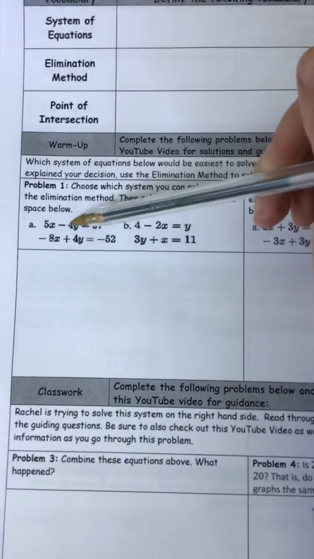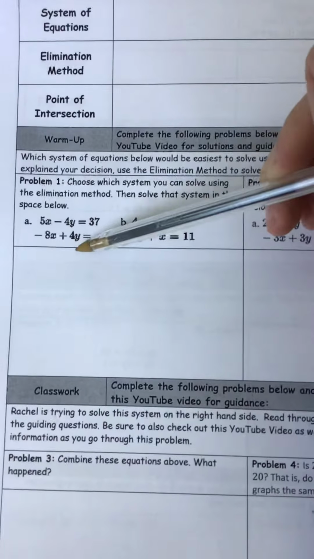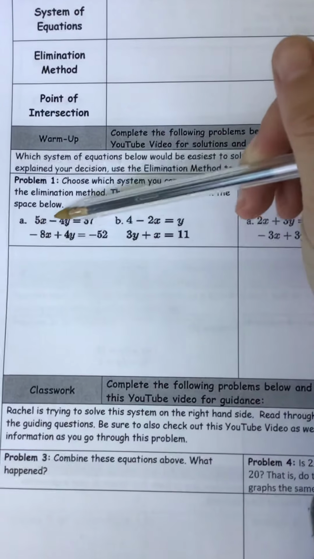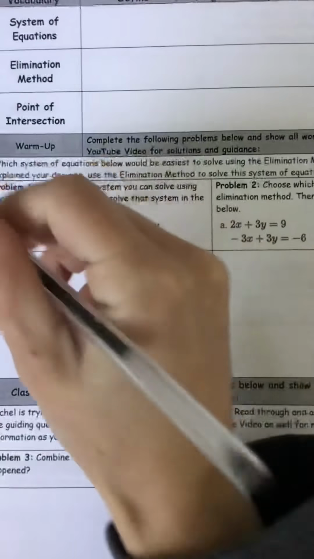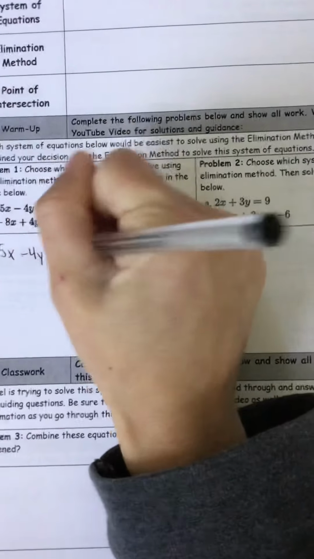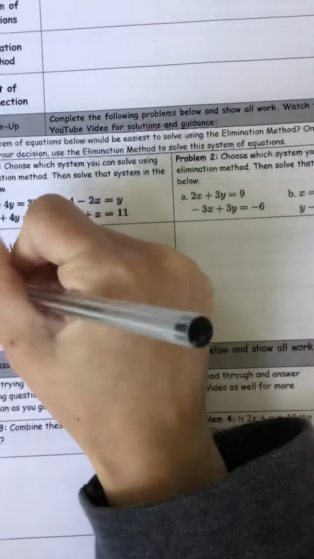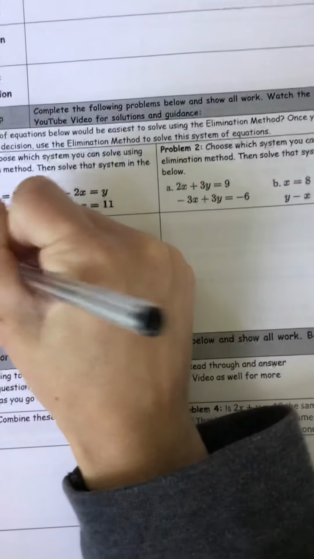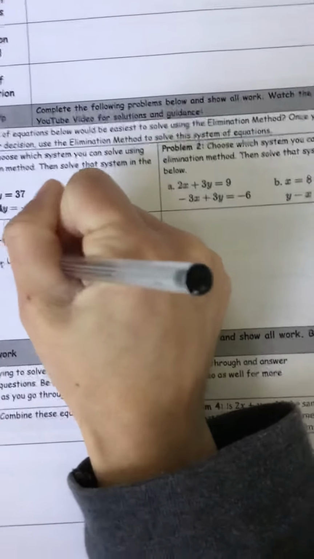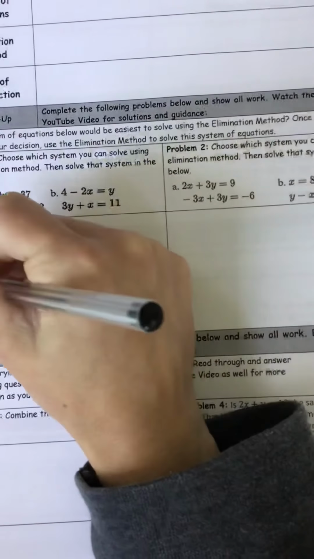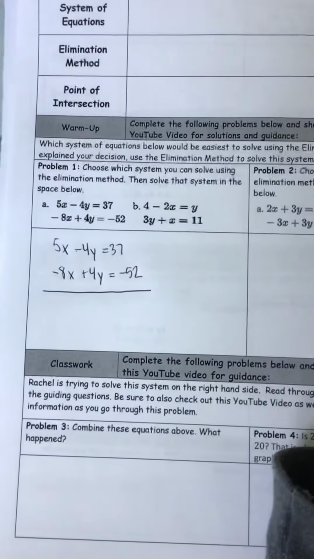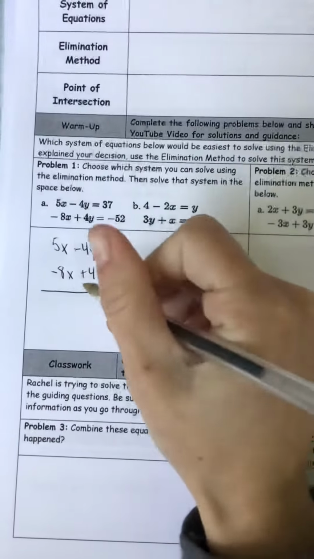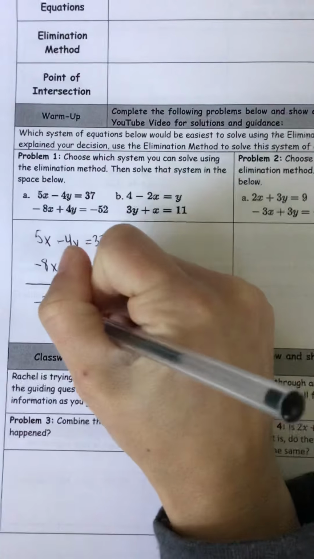The other important thing is we want a variable to cancel out, which is what's going to happen here when we add these two together. So you're going to have 5x minus 4y equals 37. I'm just rewriting the problem right now. Plus 4y equals negative 52. So you're going to add those equations together. I get negative 3x.